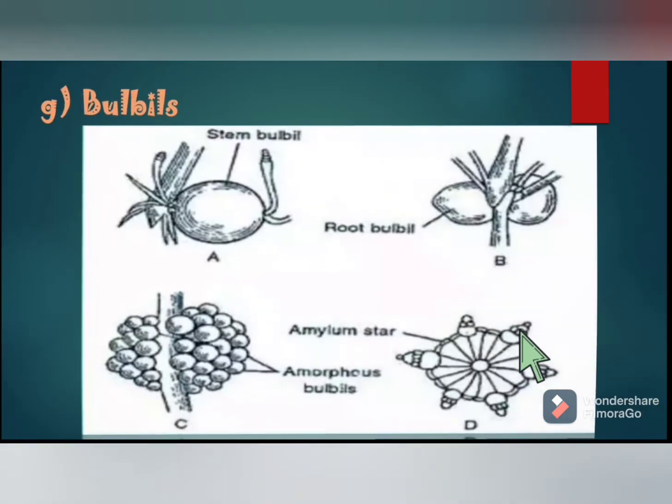Now the next type is bulbils. Again here you can see these are known as amorphous bulbils, stem bulbils, or root bulbils. These are small oval spherical bodies which develop and aggregate at the nodes of the plant body. Again you can find this in Chara. After they get detached from the plant body, they fall on the ground, germinate, and develop into a whole new plant. So this type of structure can also be found in Chara. Now that is all about vegetative reproduction.